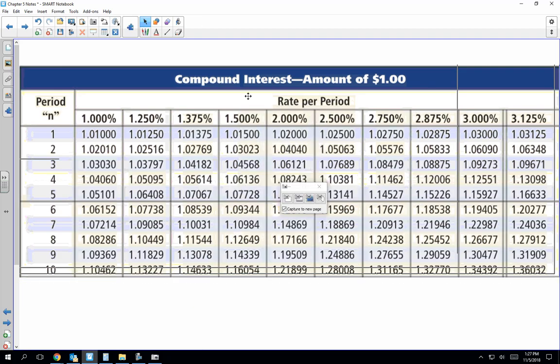So we look at 1.5% for 8 interest periods, and we get 1.12649. So now that I have the right table, we can find the correct amount.